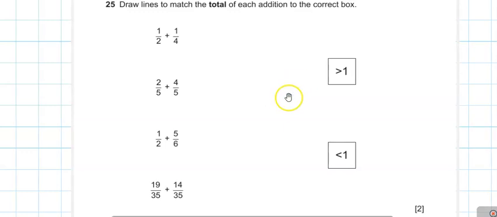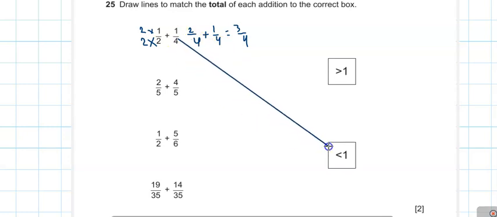Question 25, he wants us to draw a line to match the total of each addition to the correct answer. Let's add the first one, half plus a quarter. We multiply the first one by 2, up and down, so it will be 2 over 4 plus 1 over 4, which is 3 over 4. And as you know, 3 over 4 is smaller than 1. So the first one is smaller than 1.